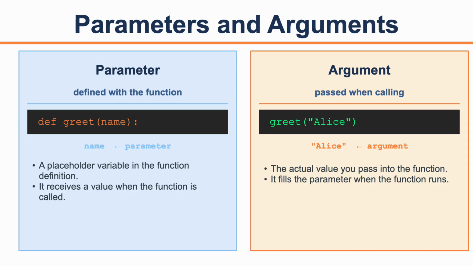Now, let us look at how functions receive data. A parameter is a placeholder variable in the function definition. An argument is the actual value you pass when calling the function. The argument fills the parameter when the function runs. These two terms are closely related, but they refer to different things.